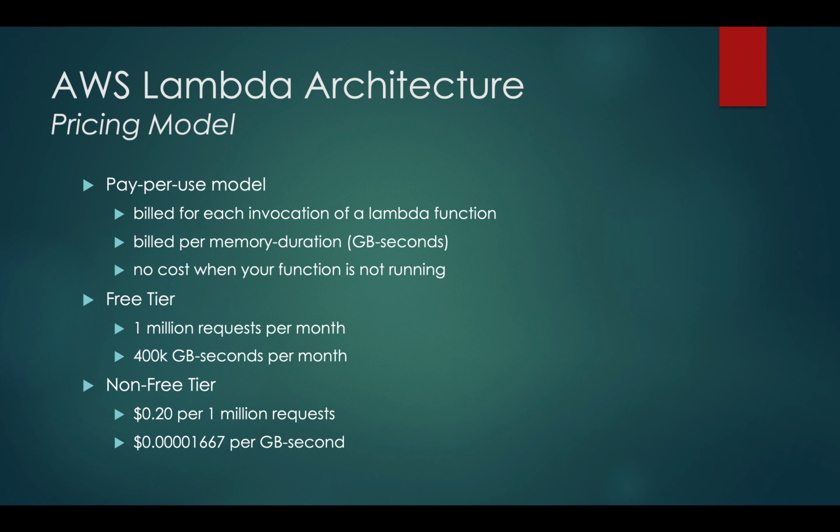Lambda does have a free tier, so the first 1 million requests per month are free, along with the first 400,000 gigabyte seconds per month. So those are pretty generous. It's a pretty generous free tier in Lambda. If you move beyond the free tier allocations in a month, you're looking at exactly 20 cents per million requests, and just a fraction of a cent per gigabyte second. So it can be a very cost-effective service and way of implementing your application.